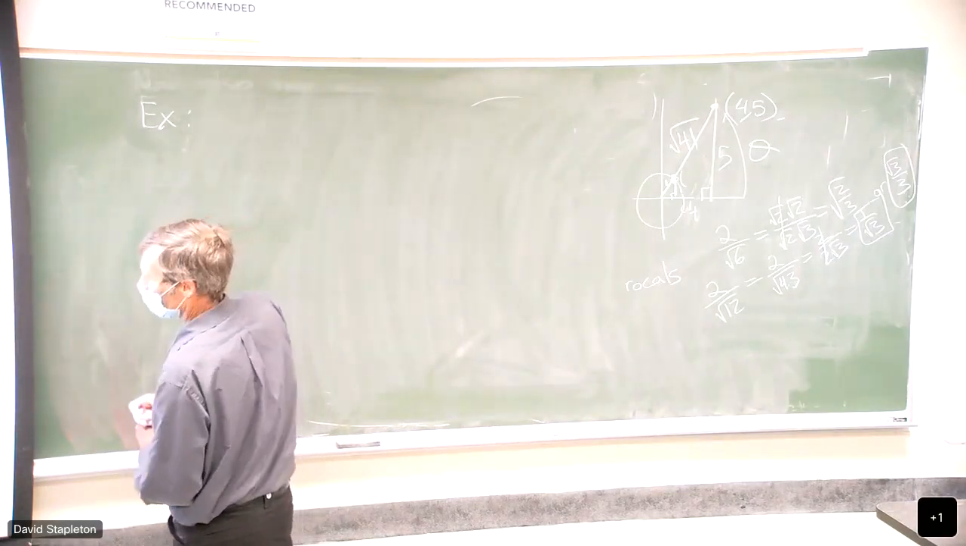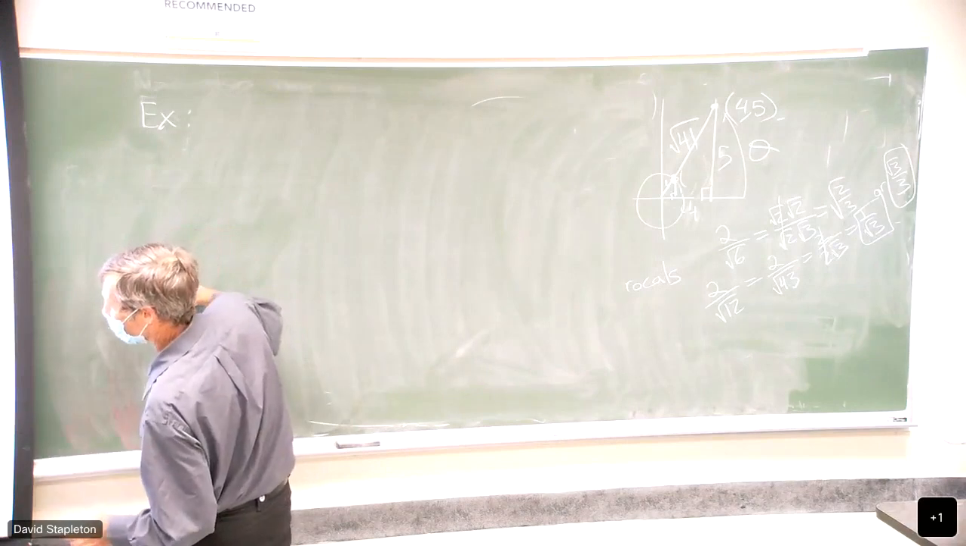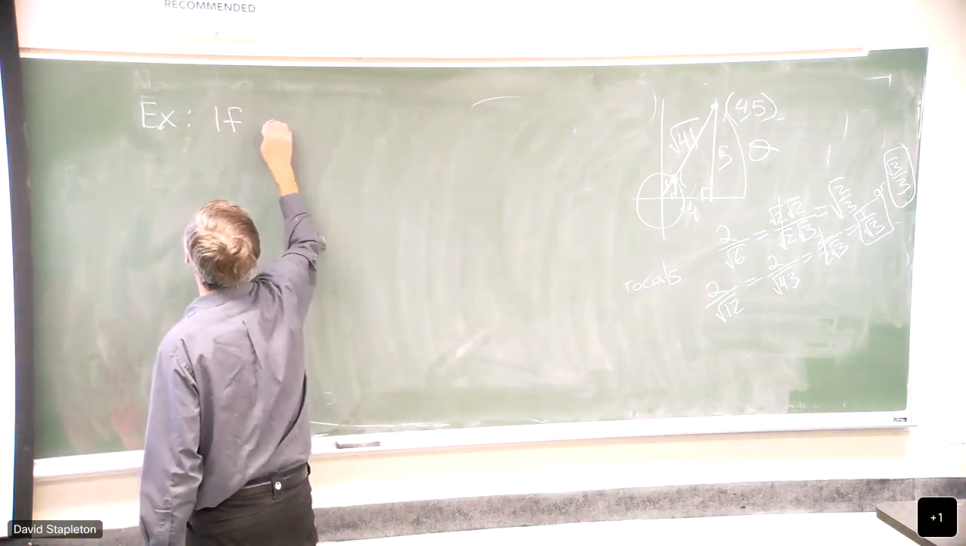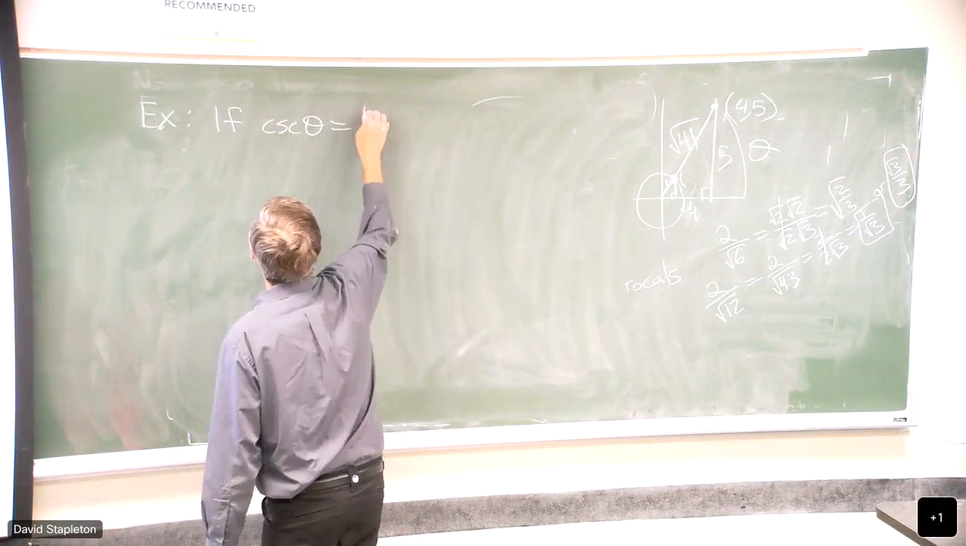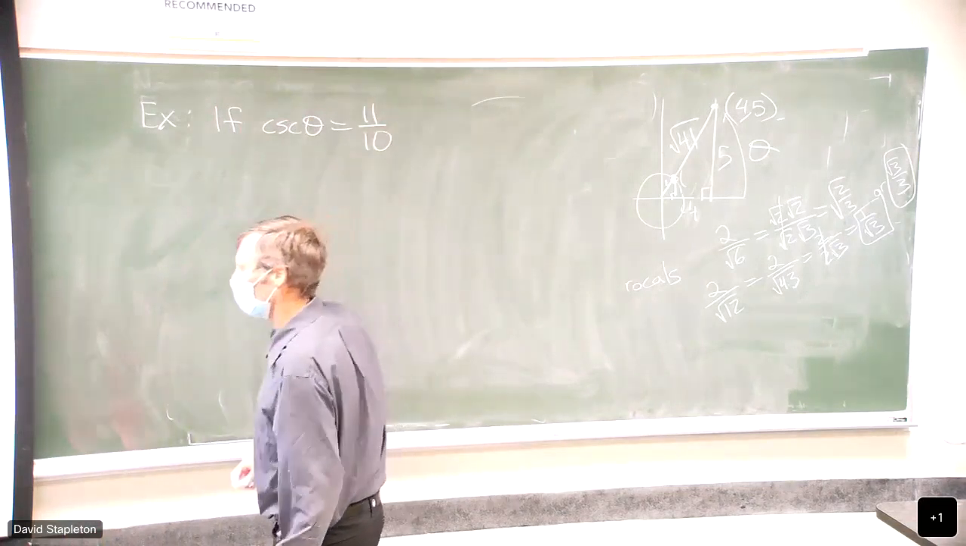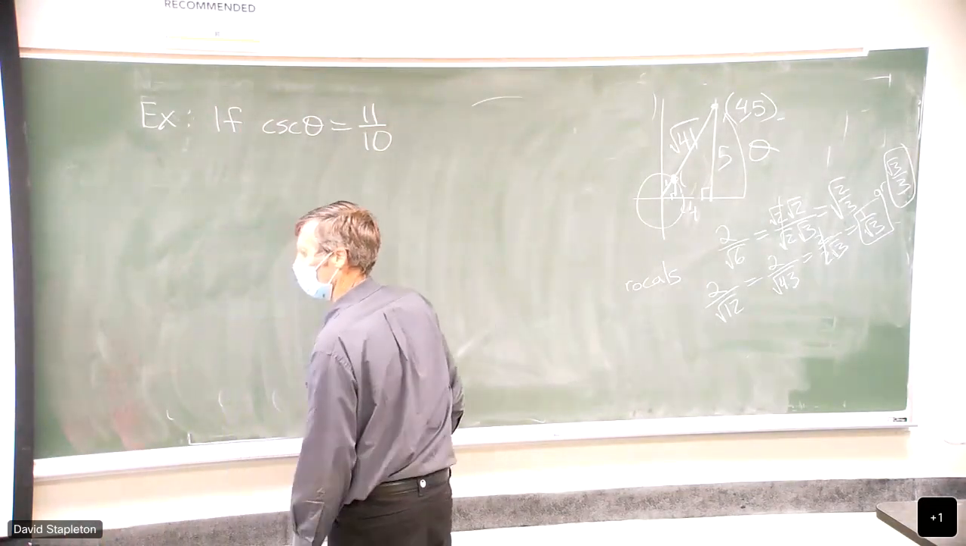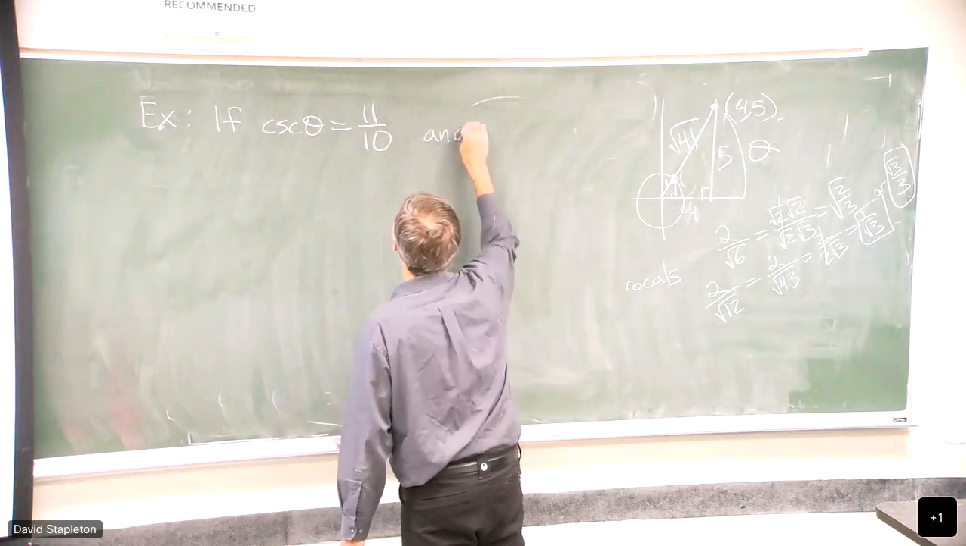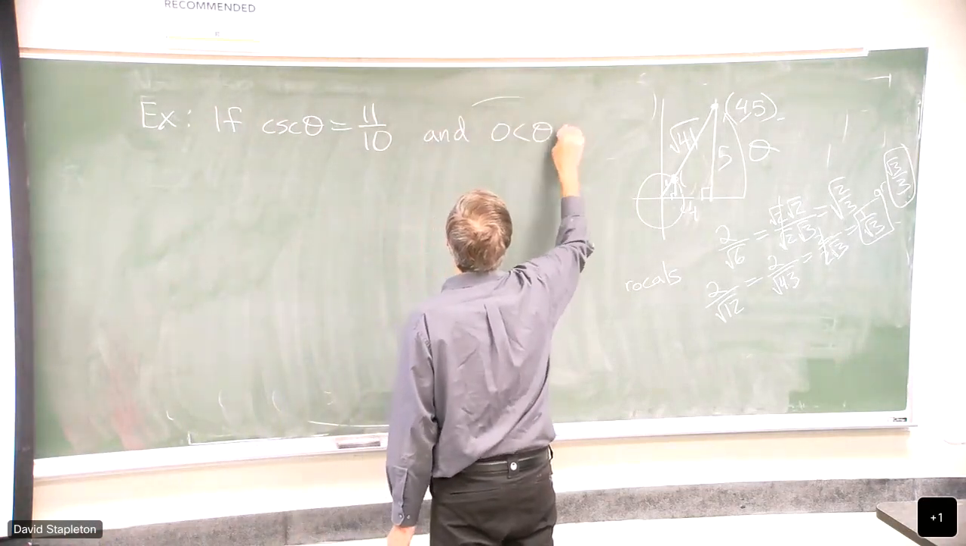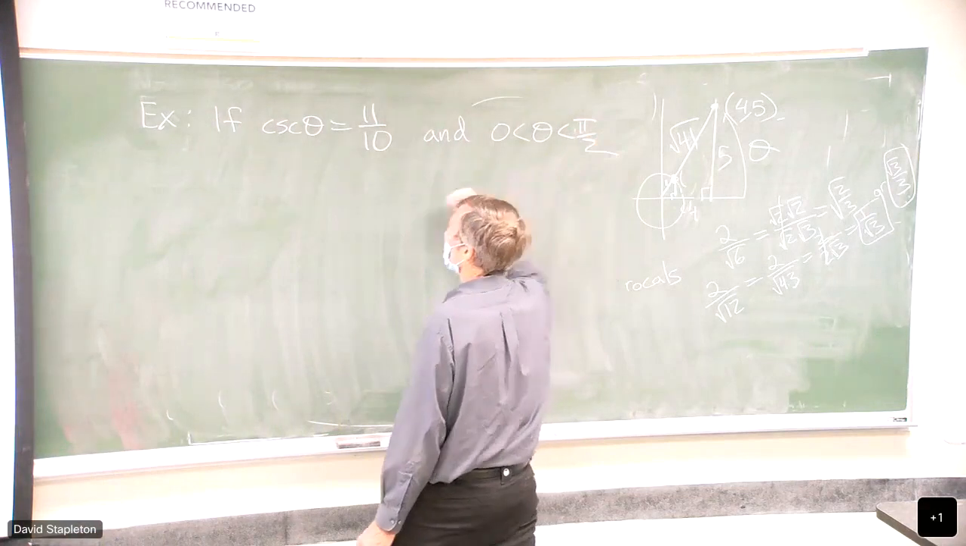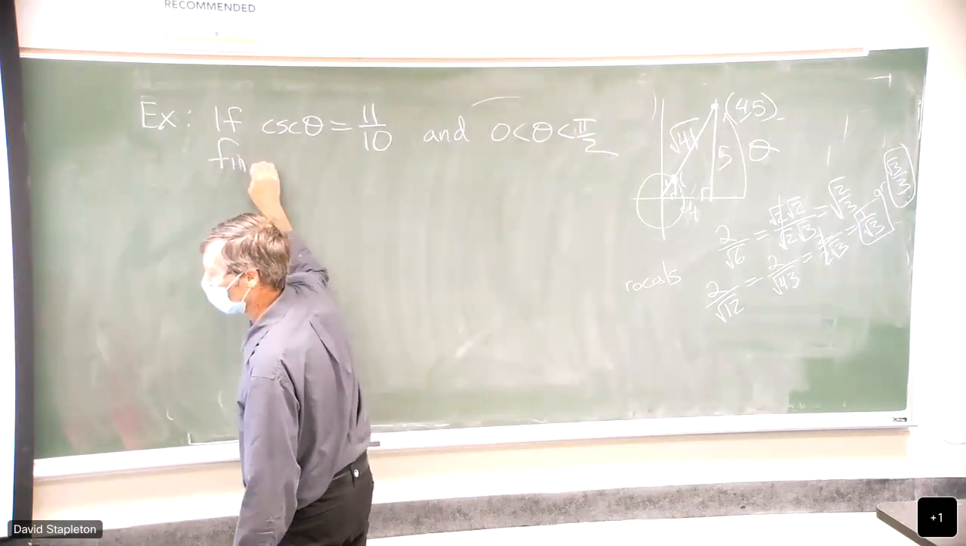All right, so here's another example. If cosecant theta is 11/10 and 0 is less than theta is less than pi over 2, find, let's just say, find the other trig functions.